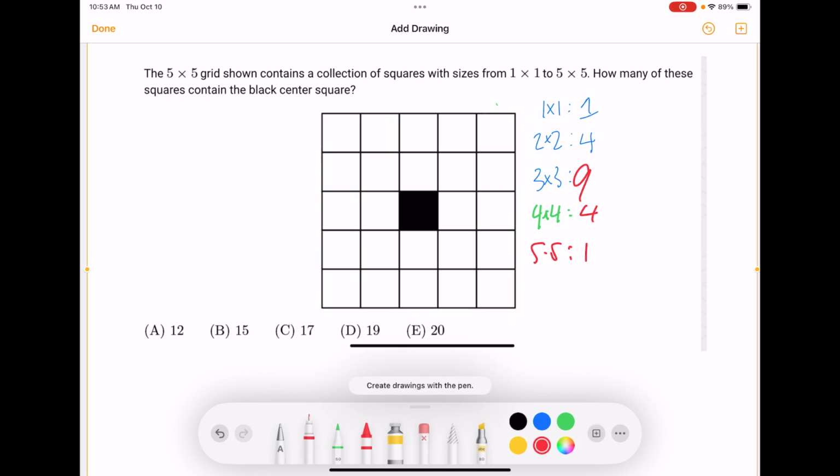And now all we have to do is add this up. So 4 plus 4 is 8, 1 plus 1 is 2, plus 9 gives us 19. So the answer is D, 19.